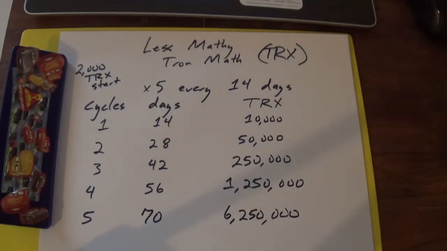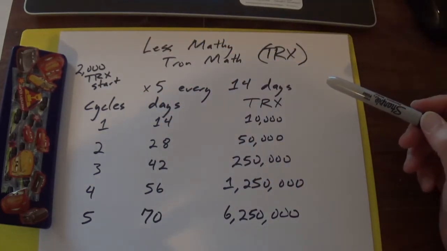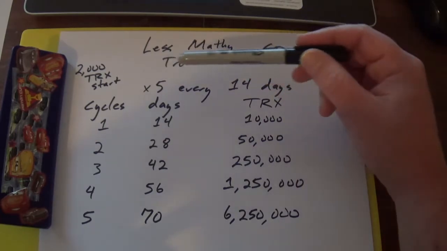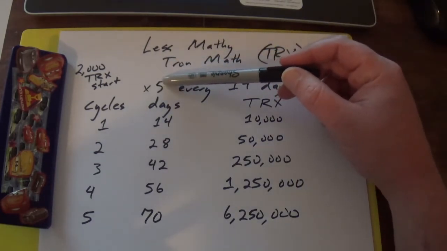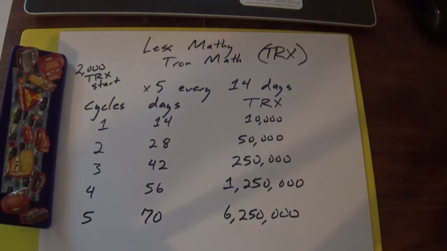All right. They said the last one was too mathy, so we're taking some of the math out. We're just going to start with 2000 TRX. And basically, the amount is just 5 times bigger every 14 days.